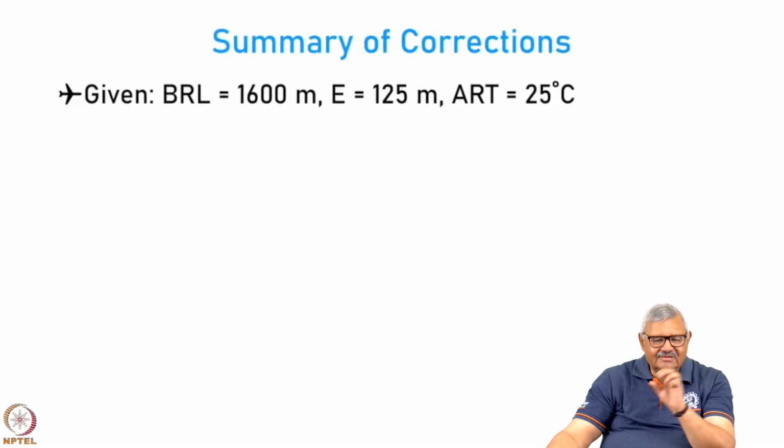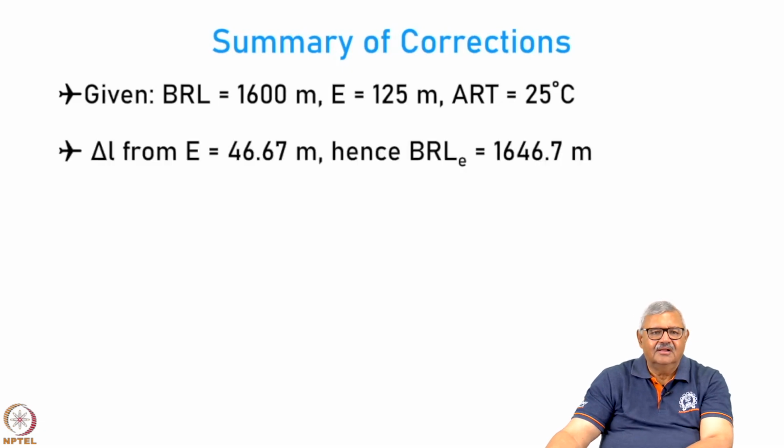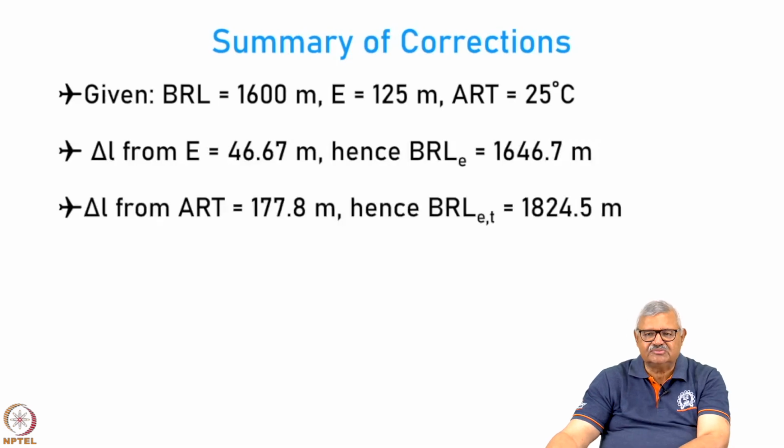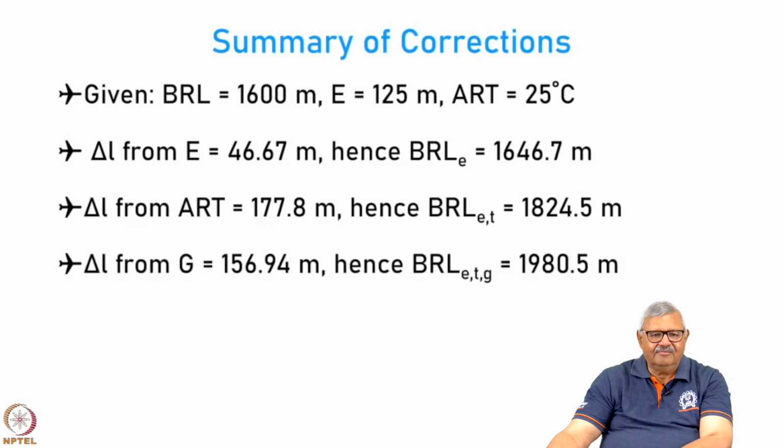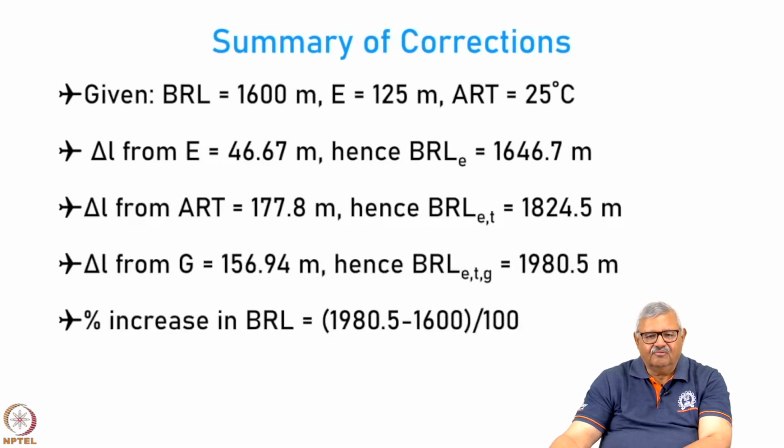Let us do a last check on the summary. So, BRL was 1600, altitude was 125 and ART was 25 degrees centigrade. So, the delta L from elevation was 46.67, hence the BRLE was 1646.7. To that we have to add 177.8 because of the delta L from ART. So, the ERT became 1824.5. To that we have to add the extra length required for gradient, which was 126.94 meters, hence BRL will become 1980.5 meters.